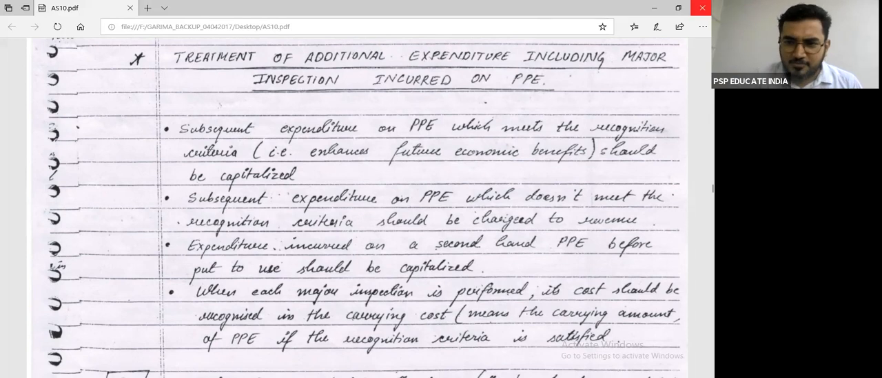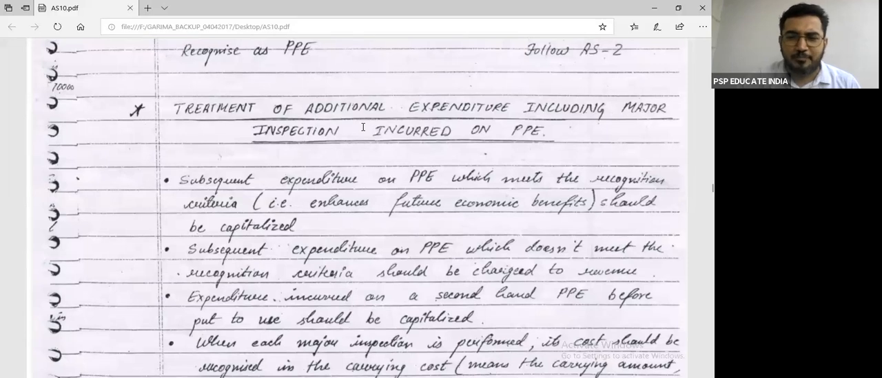Right? With this base, let us quickly understand the entire concept. It says treatment of additional expenditure including major inspection incurred on property, plant and equipment. Subsequent expenditure on property, plant and equipment which meets the recognition criteria, that is, it enhances the future economic benefits, should be capitalized. So anything that enhances the future economic benefit should be capitalized. Subsequent expenditure which does not meet the recognition criteria should be charged to the profit and loss account.